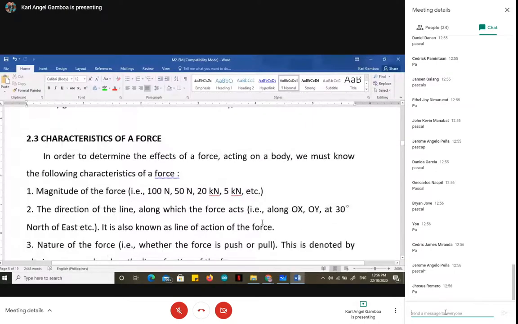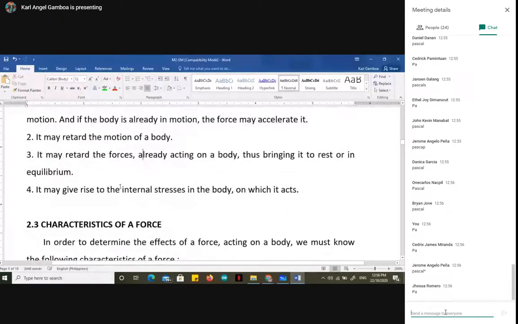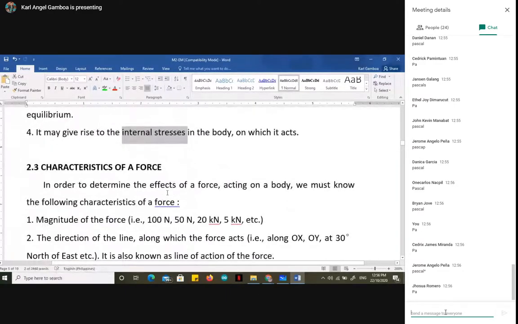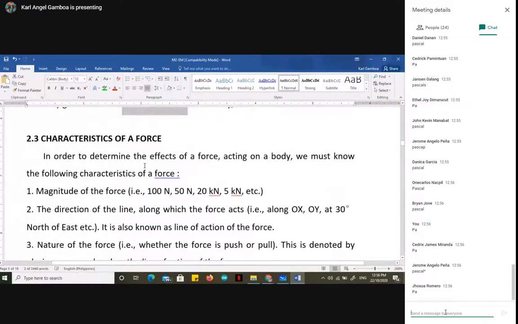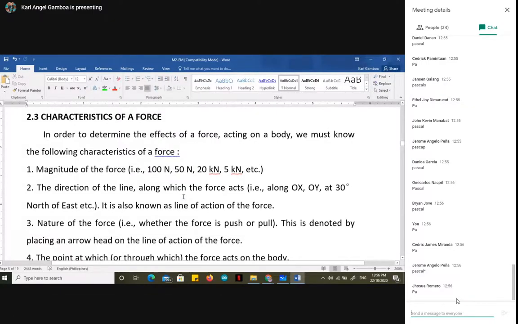Okay. Now, we now characteristic force. So ito yung effects ng force, ha? Huwag niyo kakalimutan. Lastly, itong internal stress sa body. Okay. So what are the characteristics of forces now? So they are classified in terms of magnitude. For example, the magnitude is 100, so the unit is Newton. Okay. Next, the direction of the line.